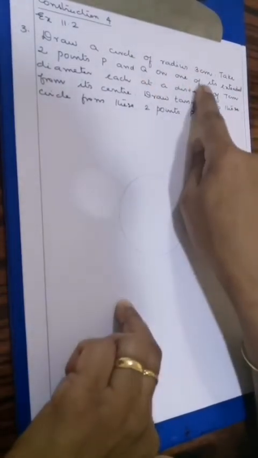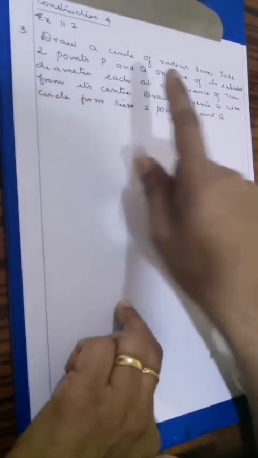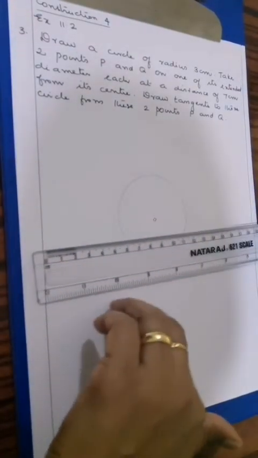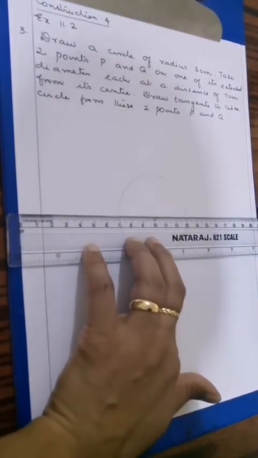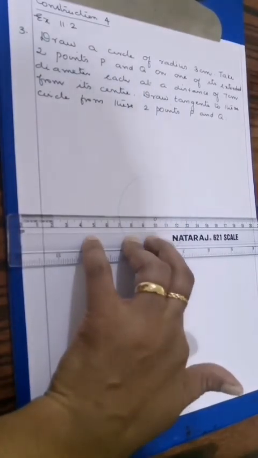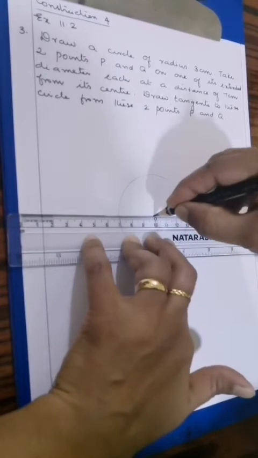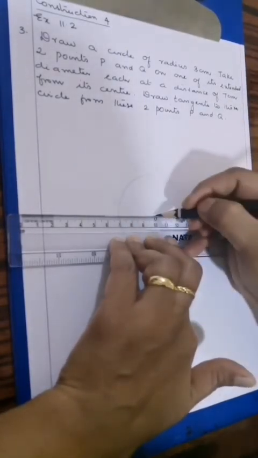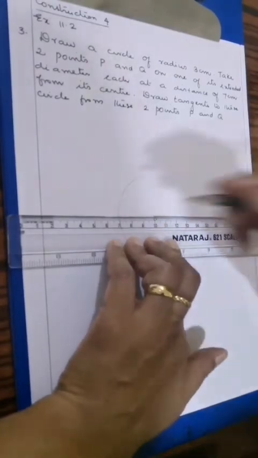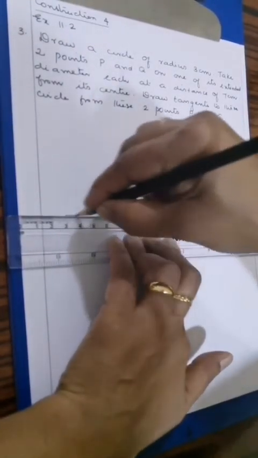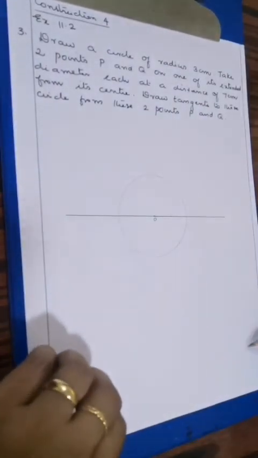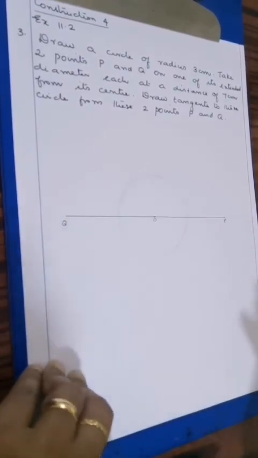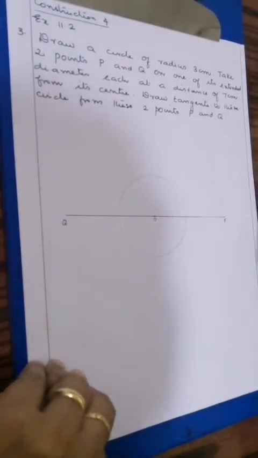Take 2 points P and Q on one of its extended diameter such that the distance is 7 centimeter. Let's mark the center as O. Now we have to extend the diameter. That means both the points are at a distance of 7 centimeter. The points are P and Q. That means the length OP is 7 centimeter and length OQ is also 7 centimeter. We have to draw the tangents from both sides.